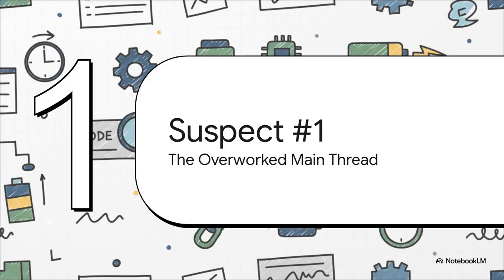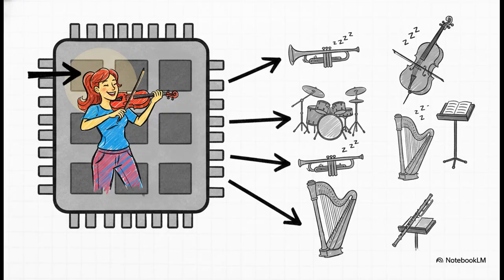So, now that we've surveyed the crime scene, it's time to line up our suspects. Our number one, most common culprit is the one doing all the heavy lifting you can see, the main thread. Look, modern phones are absolute powerhouses. They've got 8, sometimes more, processor cores. That means they're built to do a lot of things at once.